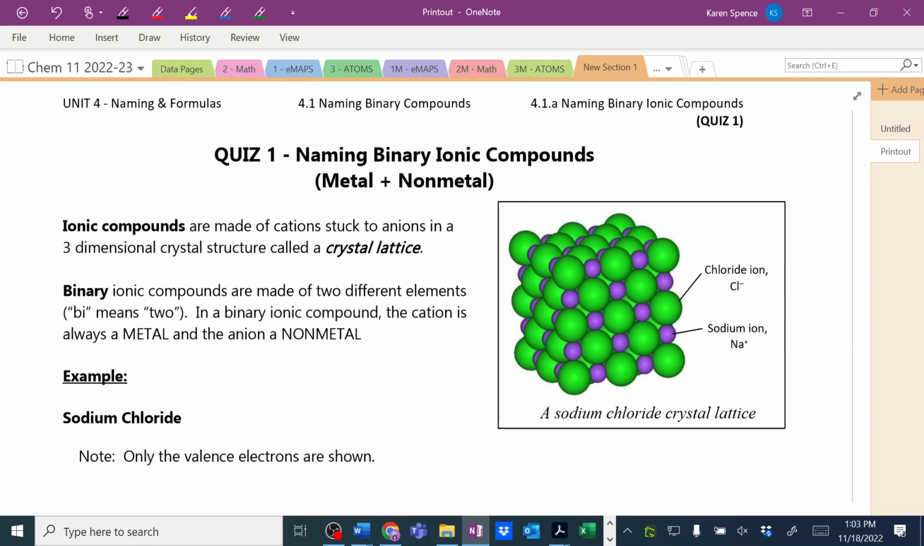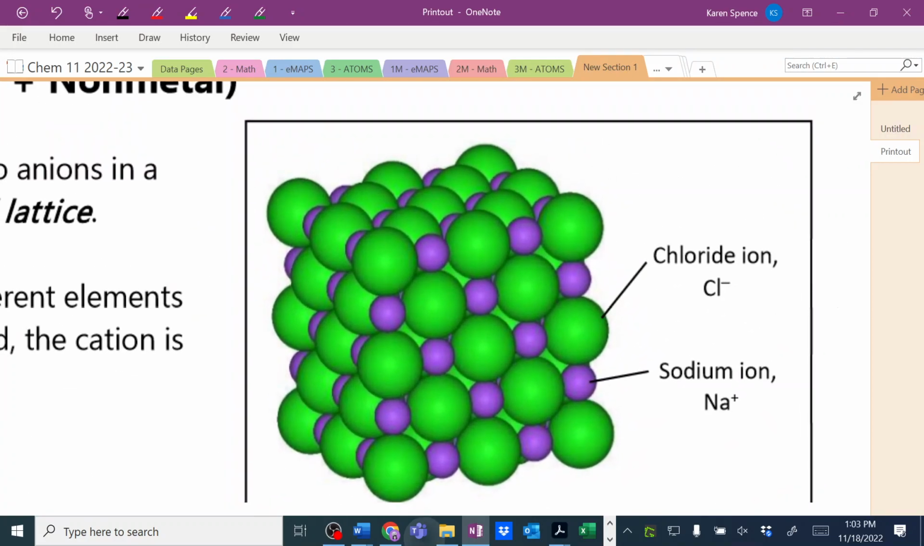And we are going to start with naming binary ionic compounds. This is quiz number 1, and it could not possibly be any easier. You can take it today, and you will probably be ready to take it even before I have finished going through this. First thing we need to know, though, is the word binary means 2 elements. So a binary ionic compound is made of only 2 elements, so it will not contain any polyatomic ions.